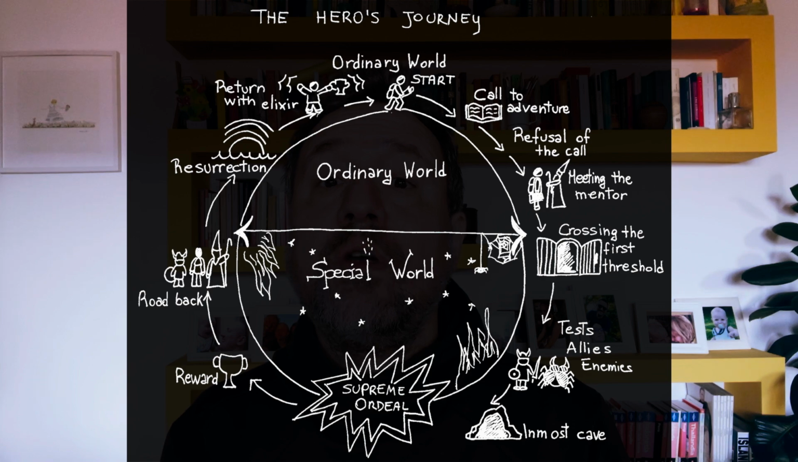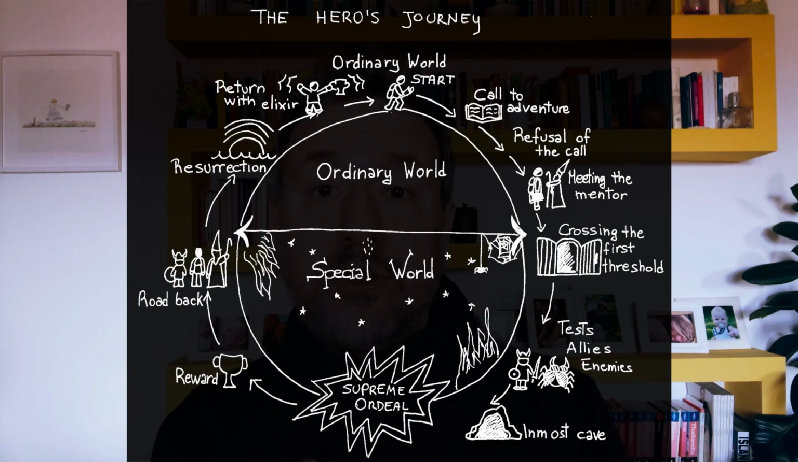The final act brings the hero back to the ordinary world, but they are forever changed. Step 10 of the hero's journey is called the road back. Here, the hero begins their return to the ordinary world, often facing challenges that test their transformation. This phase blends tension and reflection as they reconcile their experiences with their former life.